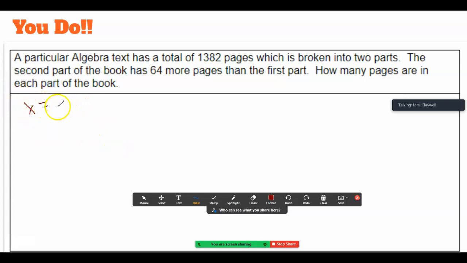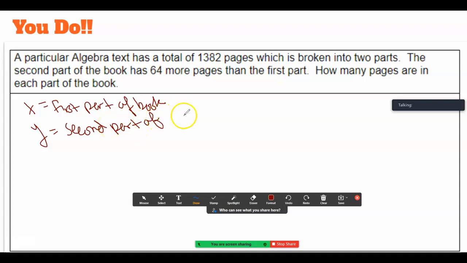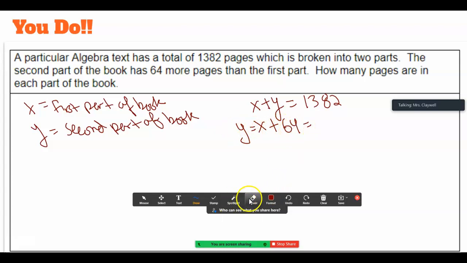So X equals the first part of the book. We know together that there's this many pages, 1,382. And we know that the second part has 64 more pages than the first part. The way this is set up, substitution makes sense.